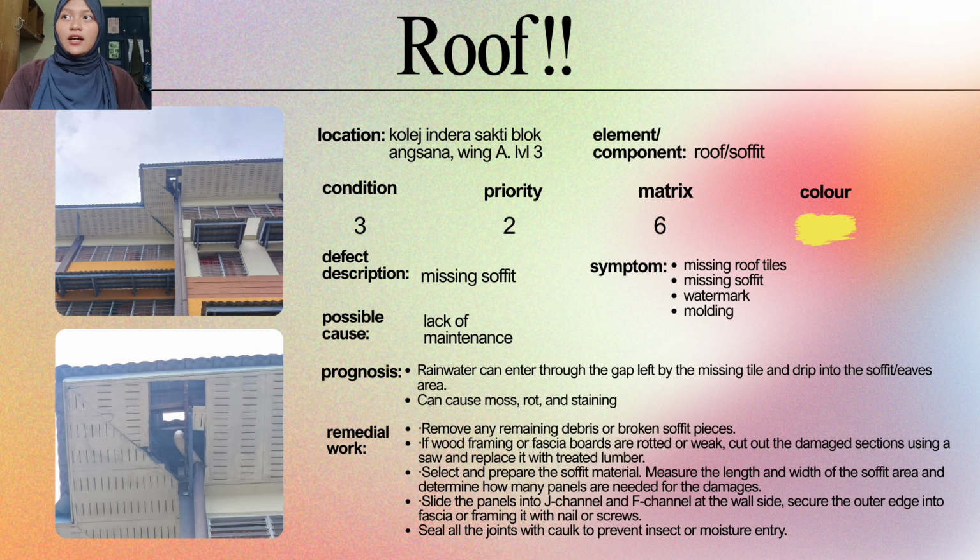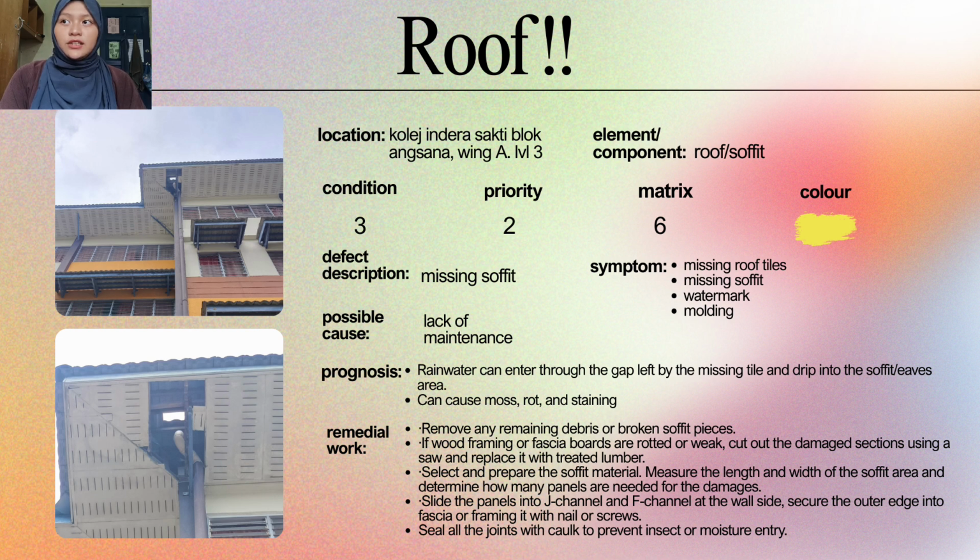The location of this defect is College Indra Sakti, Blok Angsana Wing A, Level 3. The element is roof. The component is soffit. The condition of this defect is 3, which is urgent. The priority is 2, routine. The metric is 6 and the color is yellow, which is fair.